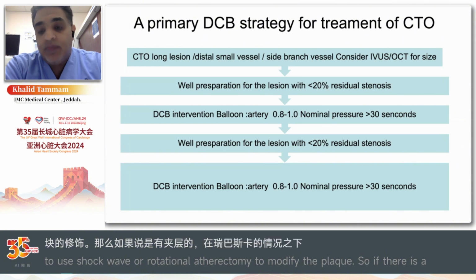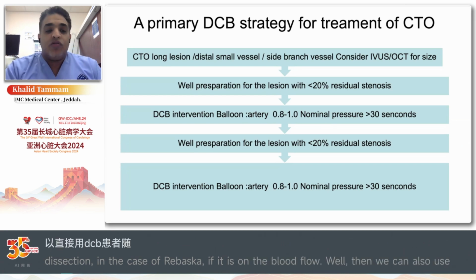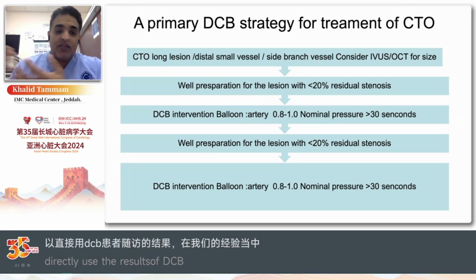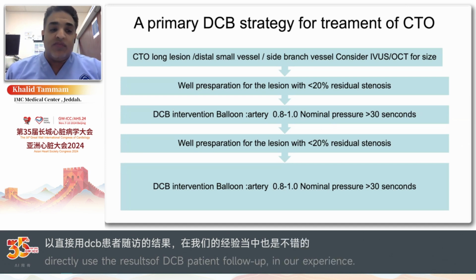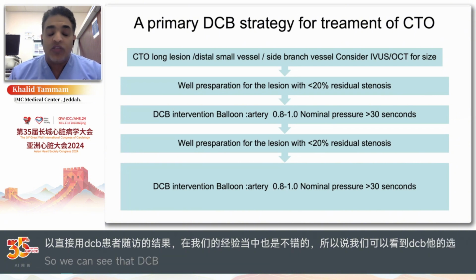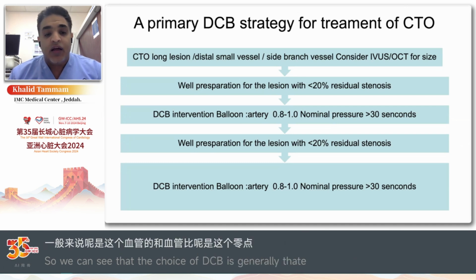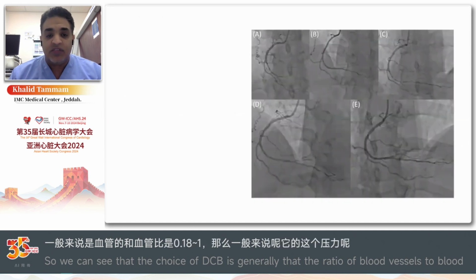And in the follow-up, the patient is doing great. And I think Dr. Colombo has shown a lot of cases using rotablation and DCB, with good results. So for DCB intervention, use a balloon 1-to-1 or 0.8 to 1, at high nominal pressure for more than 30 seconds, and sometimes for 1 minute or more. And good preparation of the lesion, as I told you, and finally the DCB is the final step.